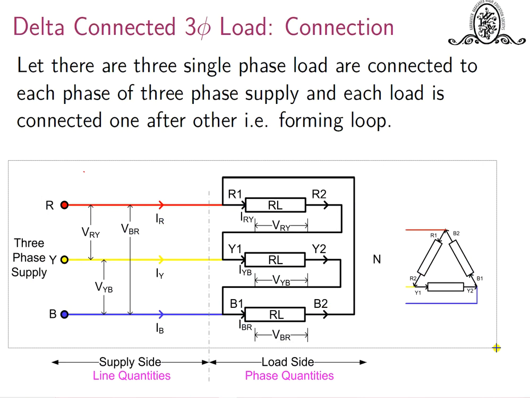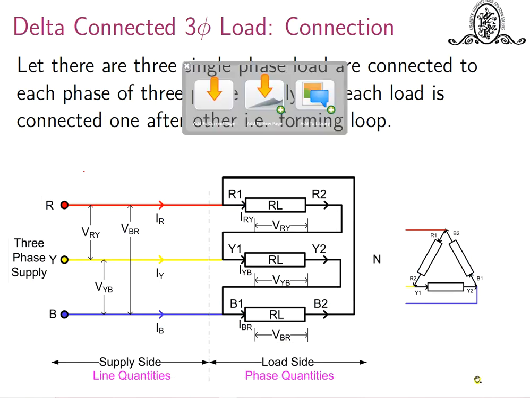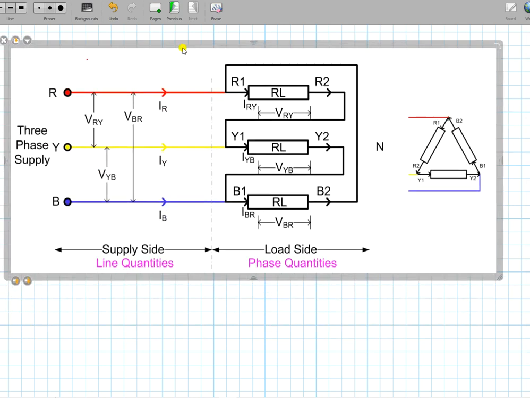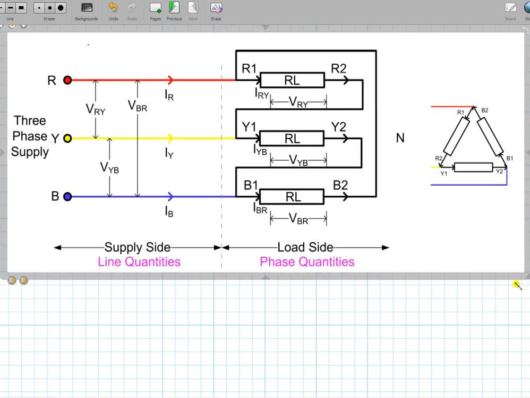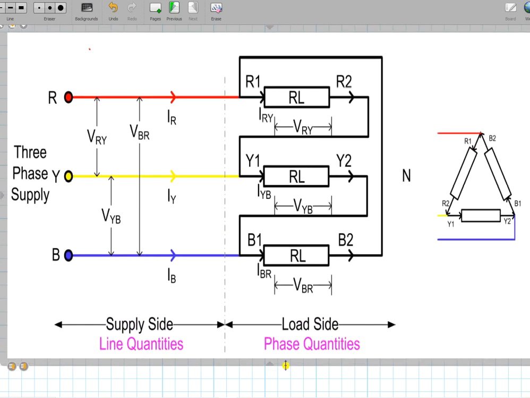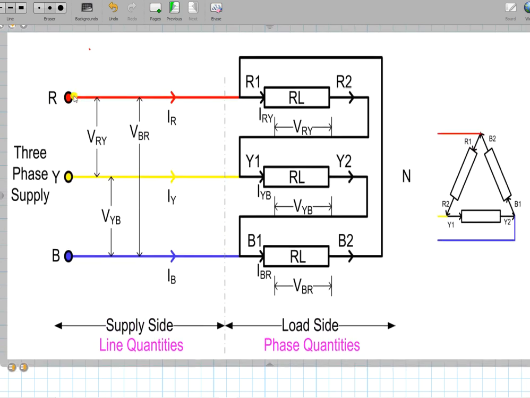So it will be easy for understanding then. Okay, so this is on the dashboard, so I will increase its size somewhat. Now see here, R phase is connected to the first load, Y phase is connected to the second load, and B phase is connected to the third load. In the previous connection, R2, Y2, B2 were shorted together at a neutral point.